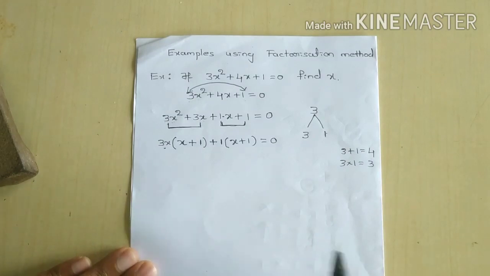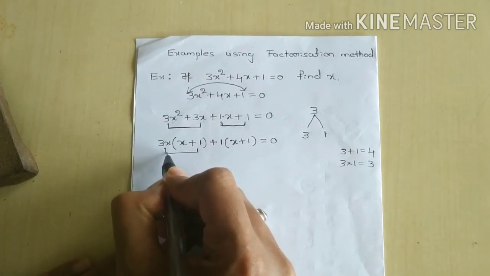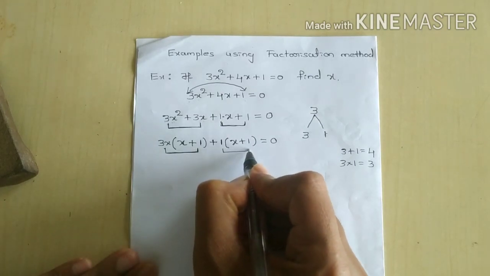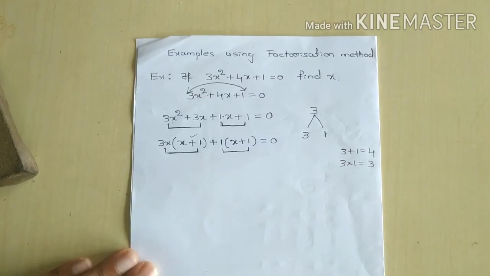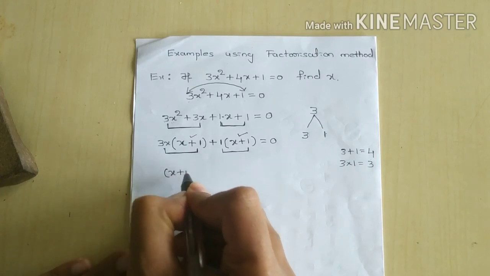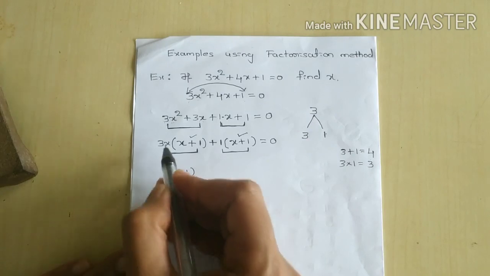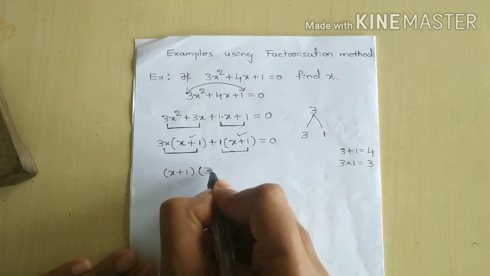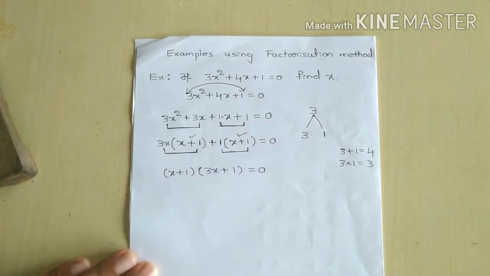So next, see, two terms are there. This is the first term and this is the second term. In the first term x plus 1 is present, in the second term also x plus 1 is there. So I am going to take x plus 1 outside. If I take x plus 1 outside, the remaining value is 3x plus 1, equals 0.